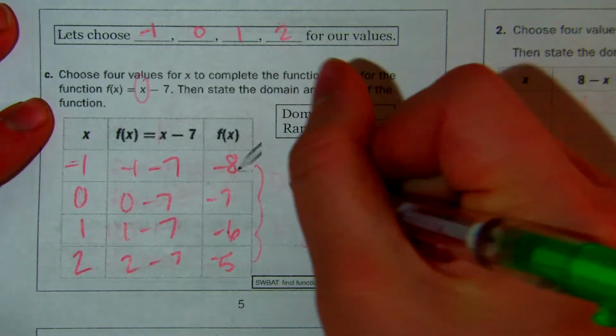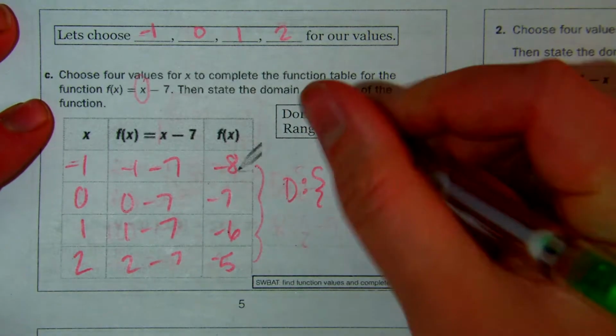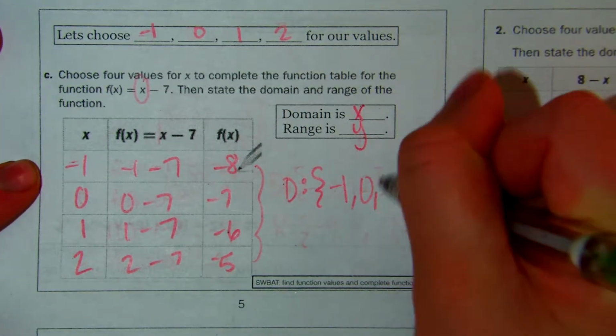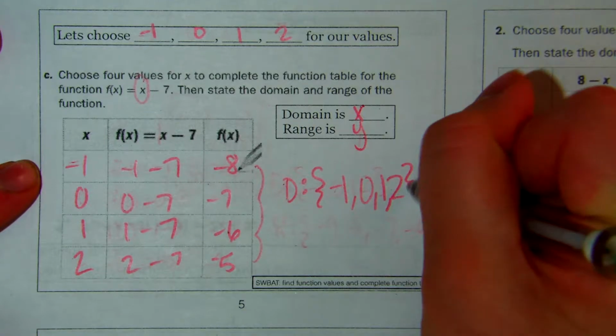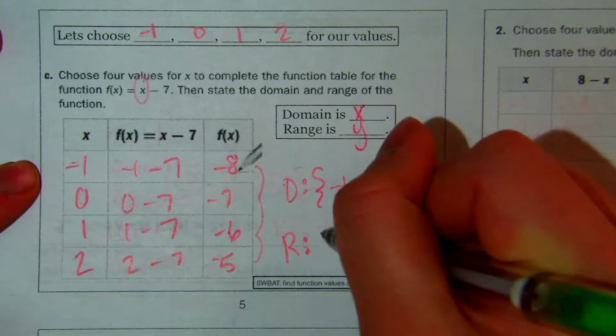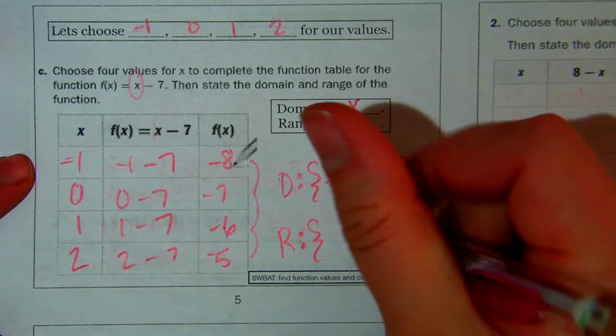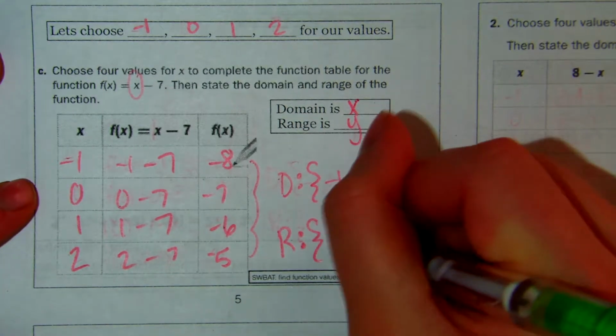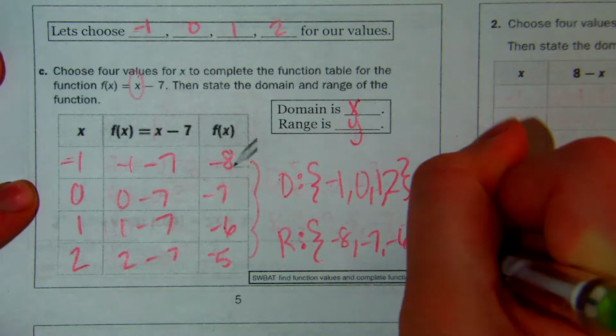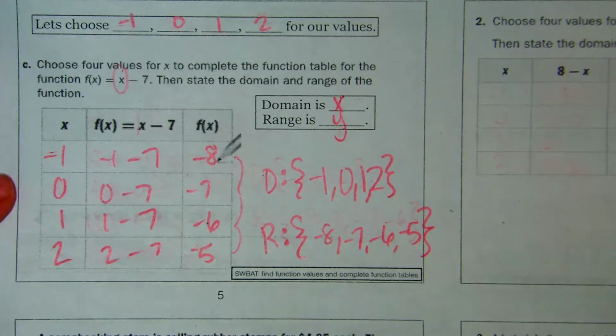So the domain, when you get to pick the function table, should usually be -1, 0, 1, and 2, unless it doesn't make sense. Like if we're working with a word problem, choose 0, 1, 2, 3, 4 instead, or 1, 2, 3. And we've practiced domain and range before. So there's our domain and there's our range, a list inside fancy brackets.